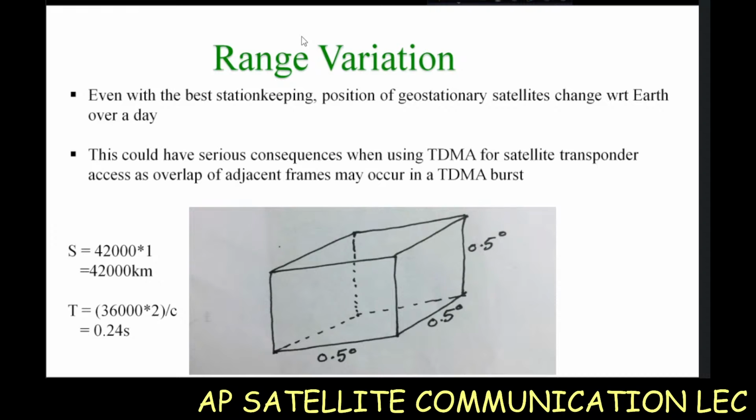So this range variation is extremely important, and in order to keep this within reasonable limits, by reasonable we mean that according to international convention, it has to be within a cube of 0.5 degree on either side.